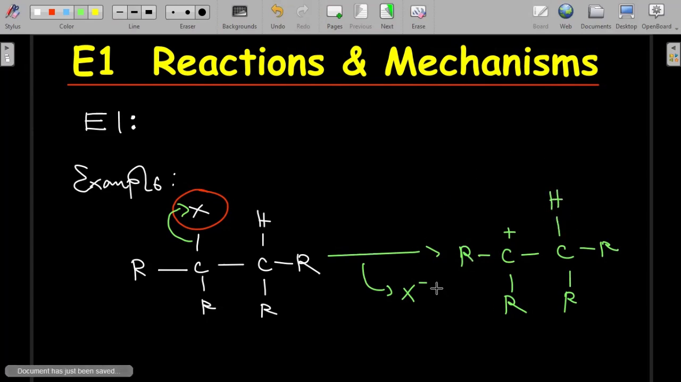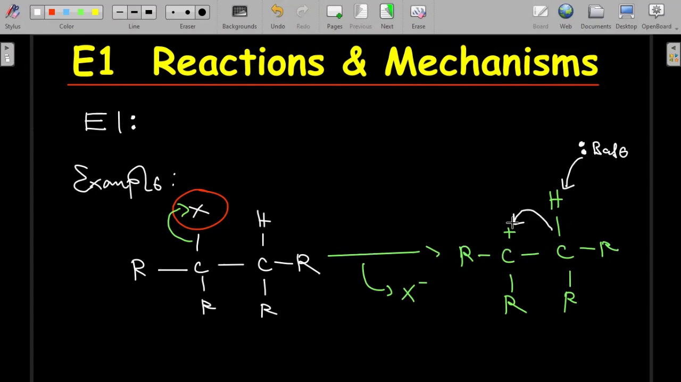Once this happens, there will be a base in the solution. I'll draw a base with two lone pairs of electrons. This base is going to attack this hydrogen here, meaning it will get it. Once it gets this hydrogen, the electrons that were in this bond are going to collapse here, where we have the positive charge.